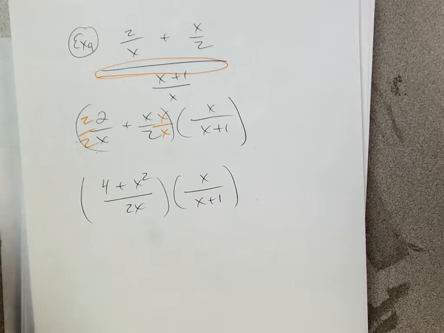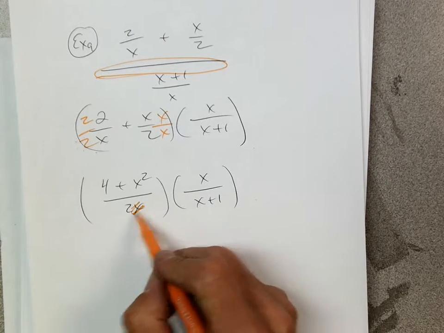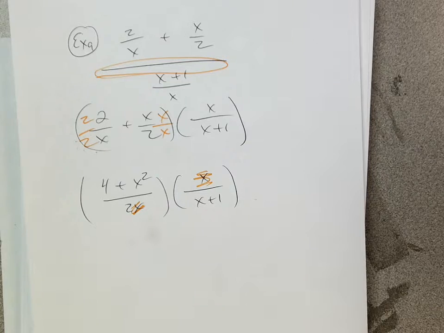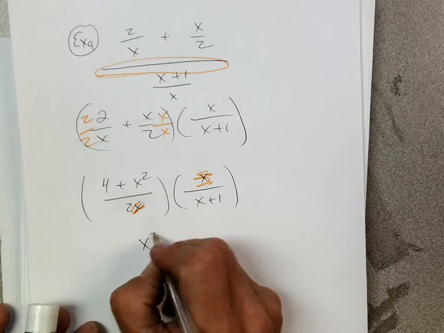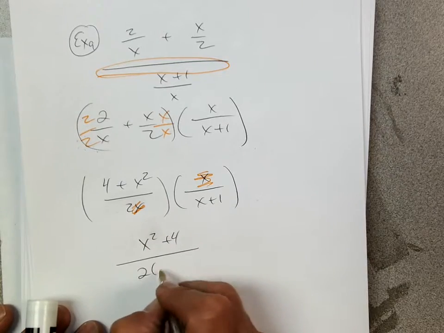There's one last thing I can do, because I am multiplying. Josie, you said if you're multiplying, you can cancel, right? So cancel the x's. This will not factor, so we're done. Let's go. I'm going to rewrite: x squared is 4 over 2 times x plus 1.